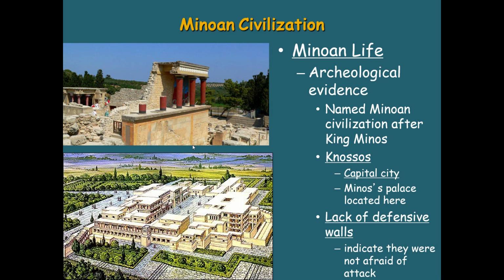From the work of the archaeologists at the Palace of Knossos, we would be able to tell that King Minos was once the master of this palace. And then the Minoan civilization was named after King Minos, and so it was called the Minoan civilization. And the city of Knossos was the capital city of the Minoan civilization.